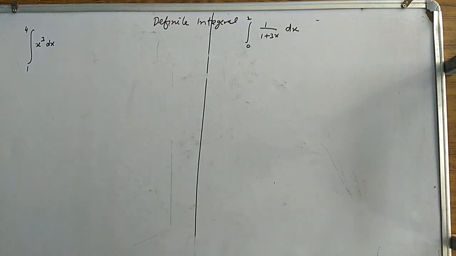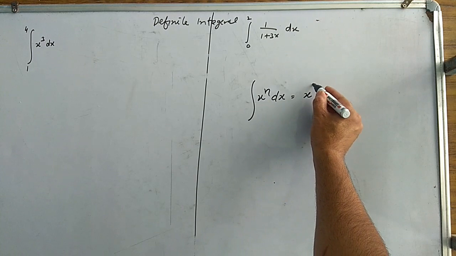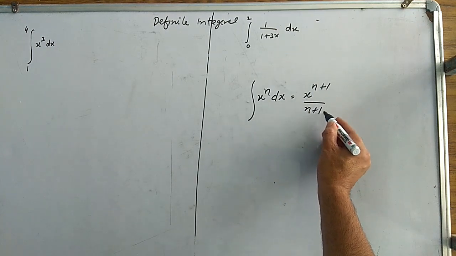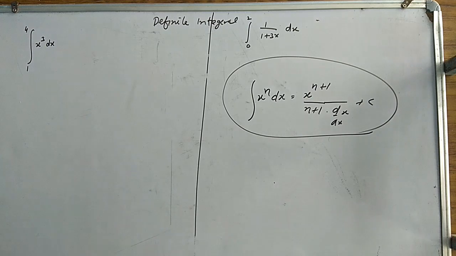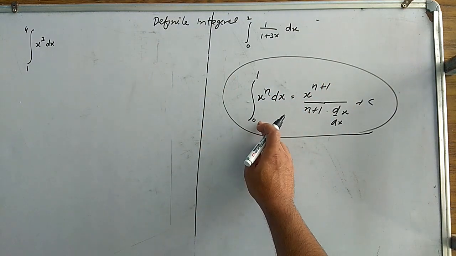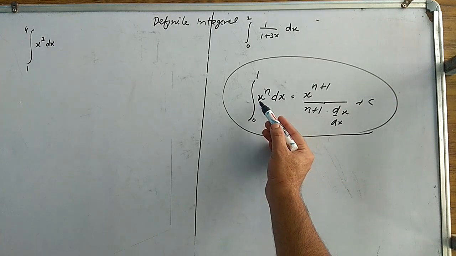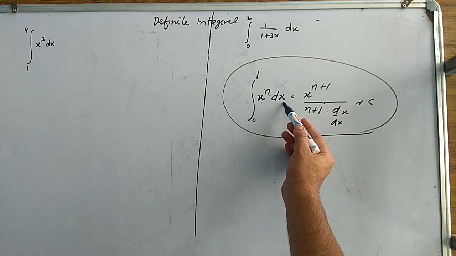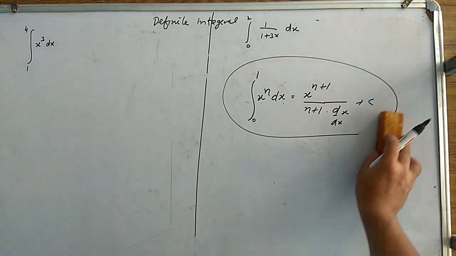We have done the integrations already and we have seen that the formula for the integration is x^(n+1) divided by n+1, into dy by dx of x, plus c. This formula is useful in the integrations. Sometimes there will be limits, like here 0 to 1 or something else. This is called definite integrals. There is a lower limit 0 and an upper limit 1. We read it as: integration of x^n with respect to x within limits 0 to 1, right? So a definite integral means we are given a limit.